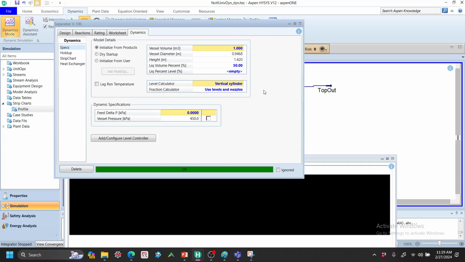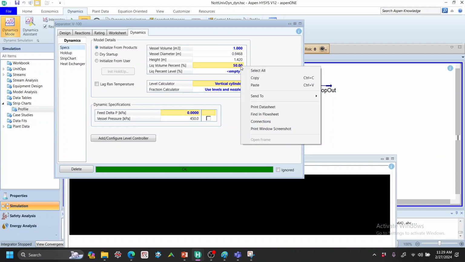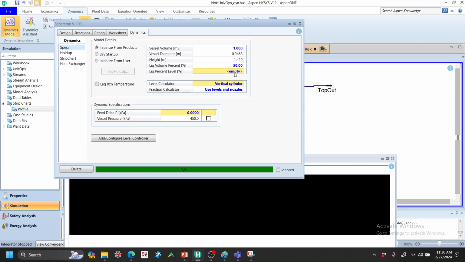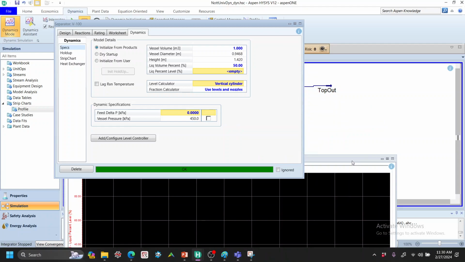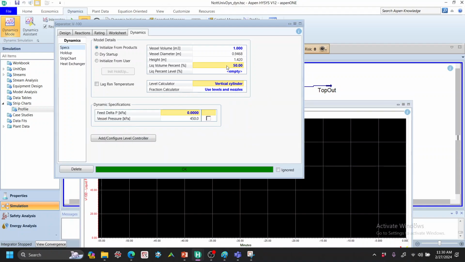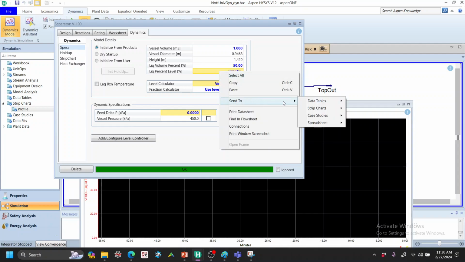Hold up. I don't remember, either this one or that one. Just use this one. So highlight this: liquid percent level. Highlight that one and then send to strip charts, and then we have the profile, right? So send to strip chart and then profile. Can you follow? You highlight what you want to see, and then right click, send to, and then strip chart, and then the name of the strip chart that you have already. Otherwise, you can always click create new.